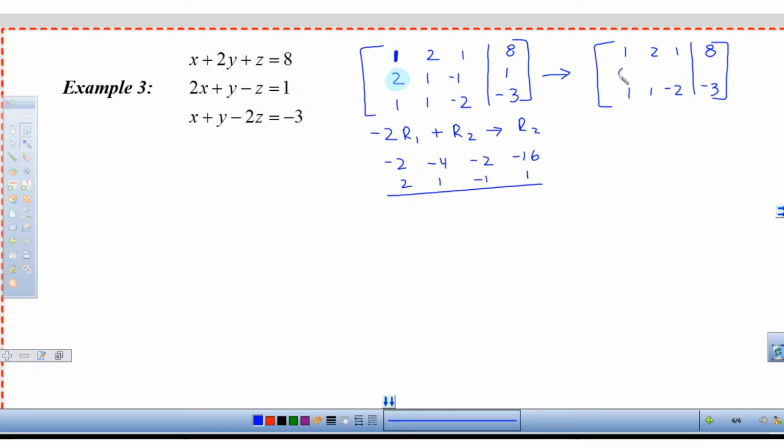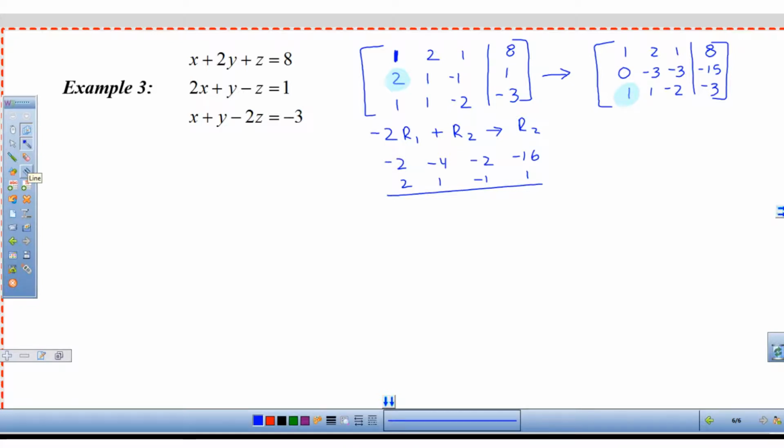Negative 2 plus 2 is a 0. Negative 4 plus 1 is a negative 3. Negative 2 minus 1 is a negative 3. Negative 16 plus 1 is a negative 15. Okay? Raise your hand if you understood that. If you understood that, you can do the rest of the problem, for sure, because now I just keep doing the same thing, turning different things into zeros. So look right here. That's my next one.